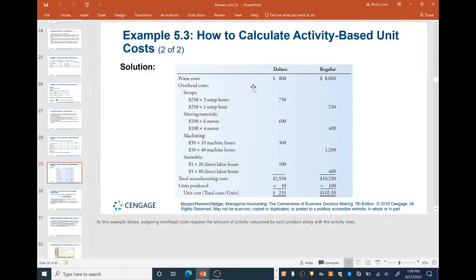Now once you have those, obviously you can see here we just sum up each column for each product. Then that'll give us our total manufacturing cost. And then divide that by the units produced here. And that'll give us our unit cost for each of the deluxe and regular products.